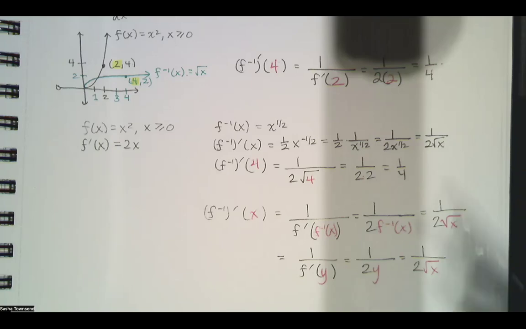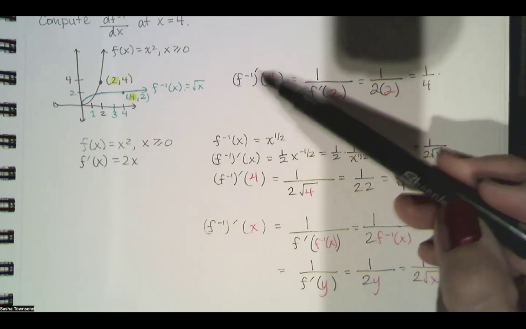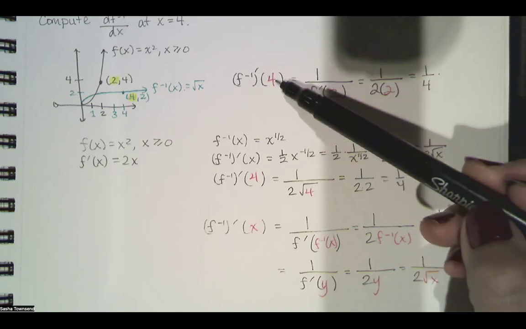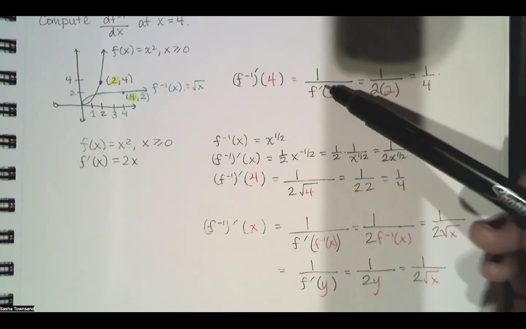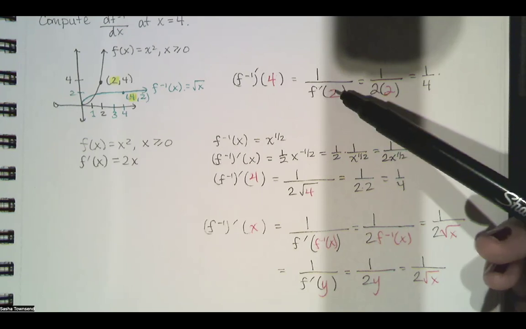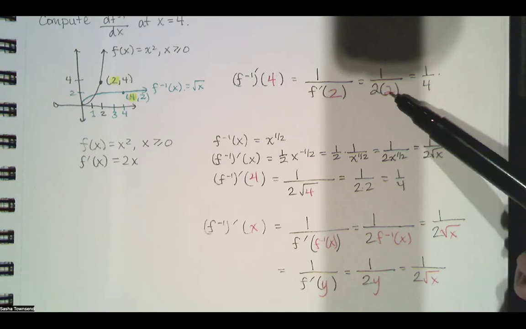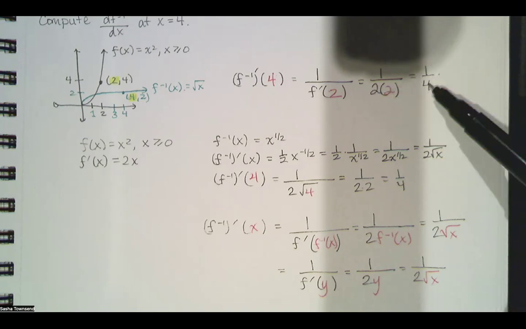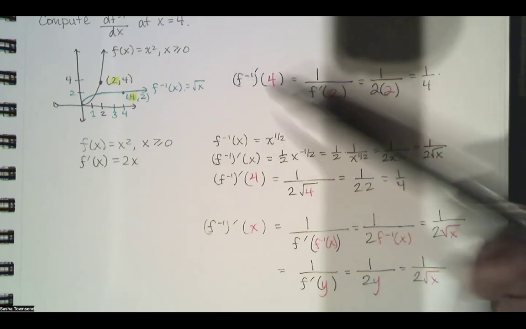And that's kind of what we did when we did this up here. We said, okay, I'm computing the derivative of f inverse at 4. Well, that's going to be 1 divided by f prime at the corresponding x value, which is 2. Well, what's the derivative of f at x equals 2? It's just 2 times x, or sorry, 2 times 2, which is 4. Then we said we're going to take the reciprocal of that. We'll get 1/4. And that's going to be the derivative of f inverse at 4.